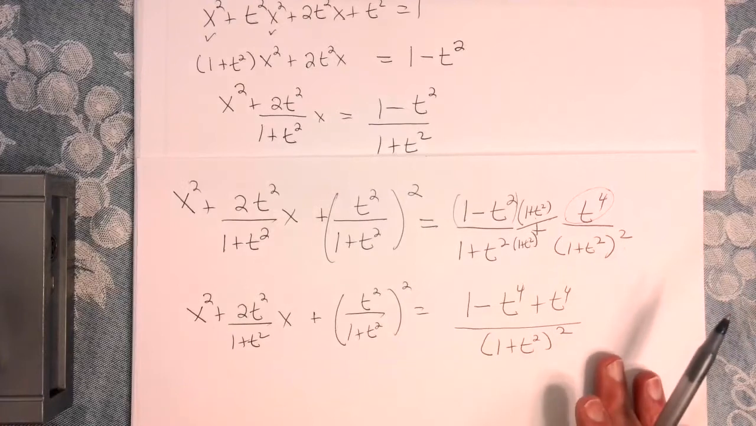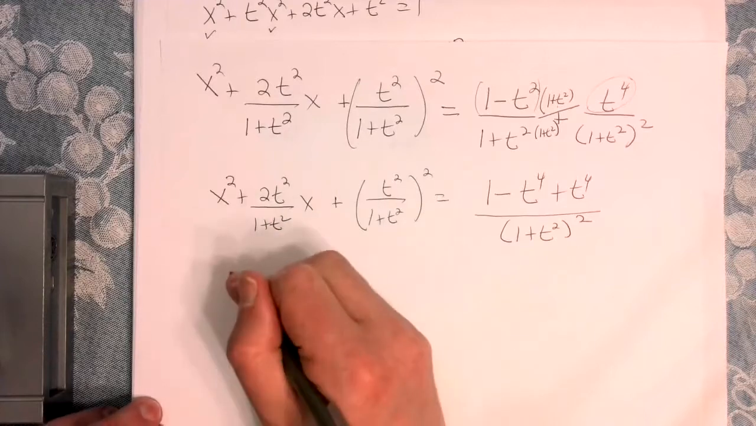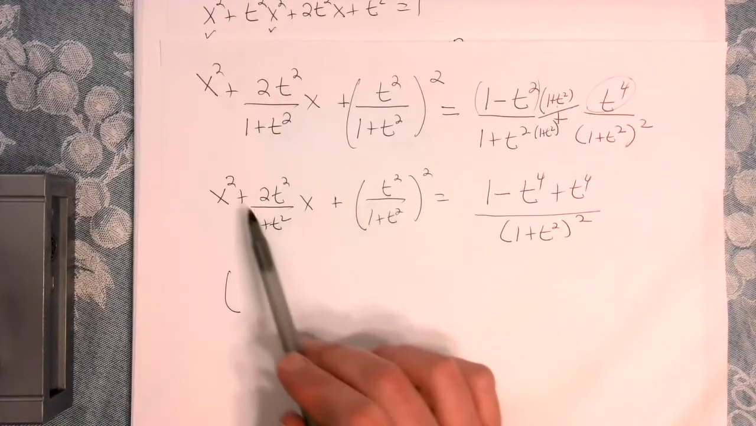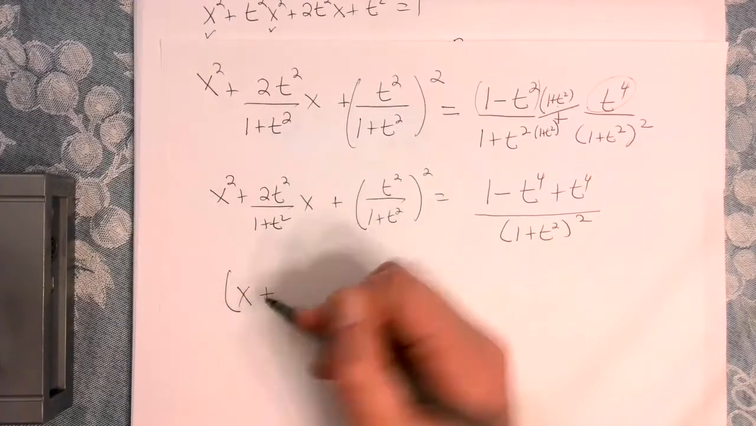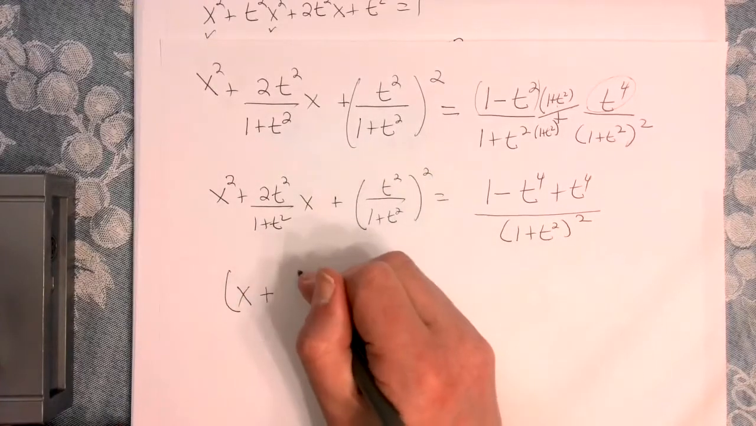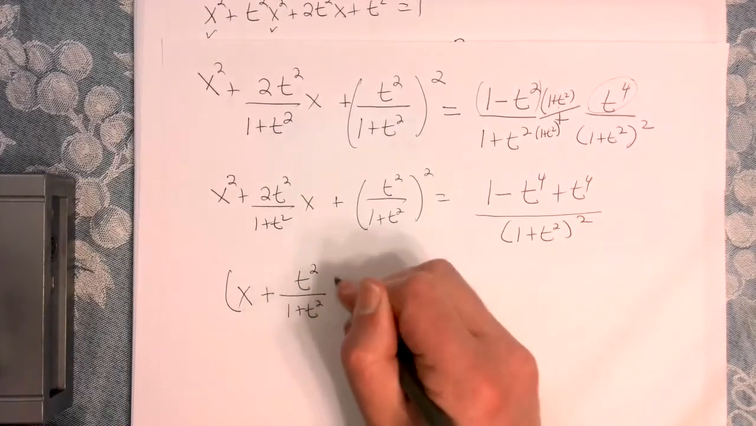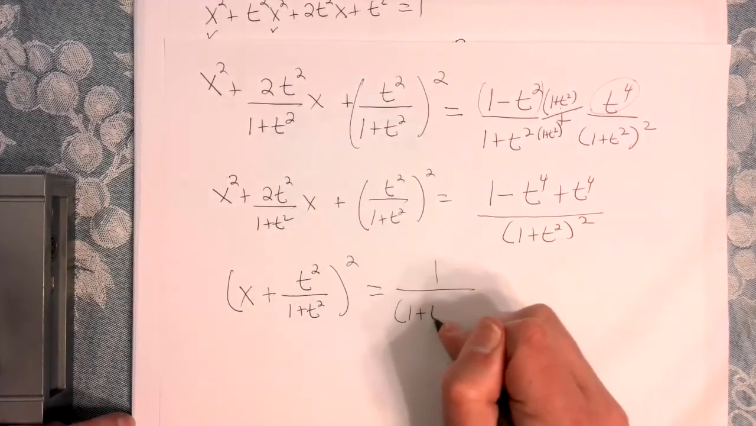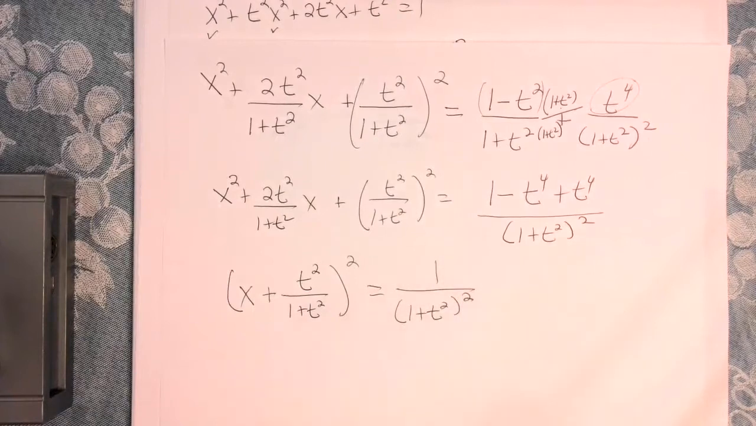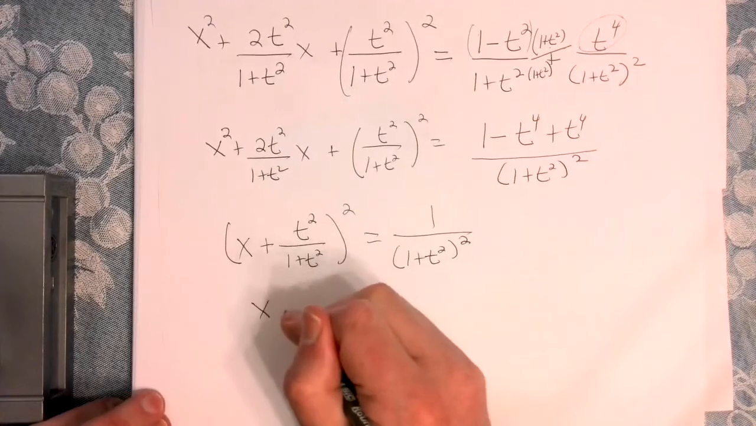That seems really nice. And so now I can just go ahead and factor this. We know when we complete the square, this will factor into the square root of this, which is x, exactly this, plus the square root of this, which is t squared over 1 plus t squared, quantity squared. That's equal to 1 over the quantity 1 plus t squared, squared. Okay, so I'm going to go ahead and take the square root of both sides.